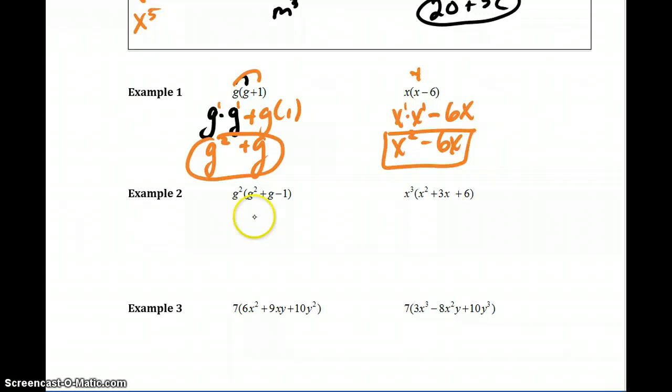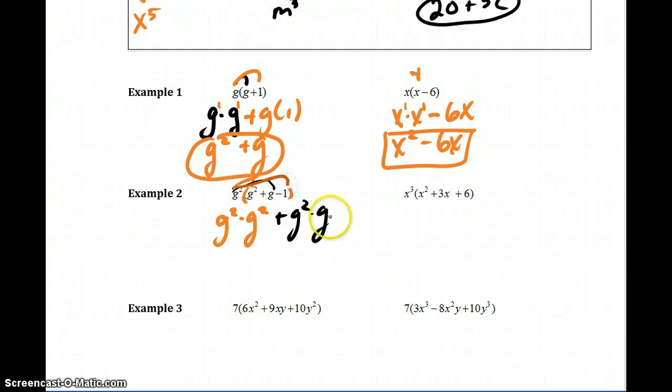Example 2, it's a similar concept. G squared is being multiplied by this entire parenthesis. So that means it's going to be multiplied in. So we have g squared times g squared. And then our second one that we multiply it by is positive g squared times g. And our final one would be minus g squared times 1.